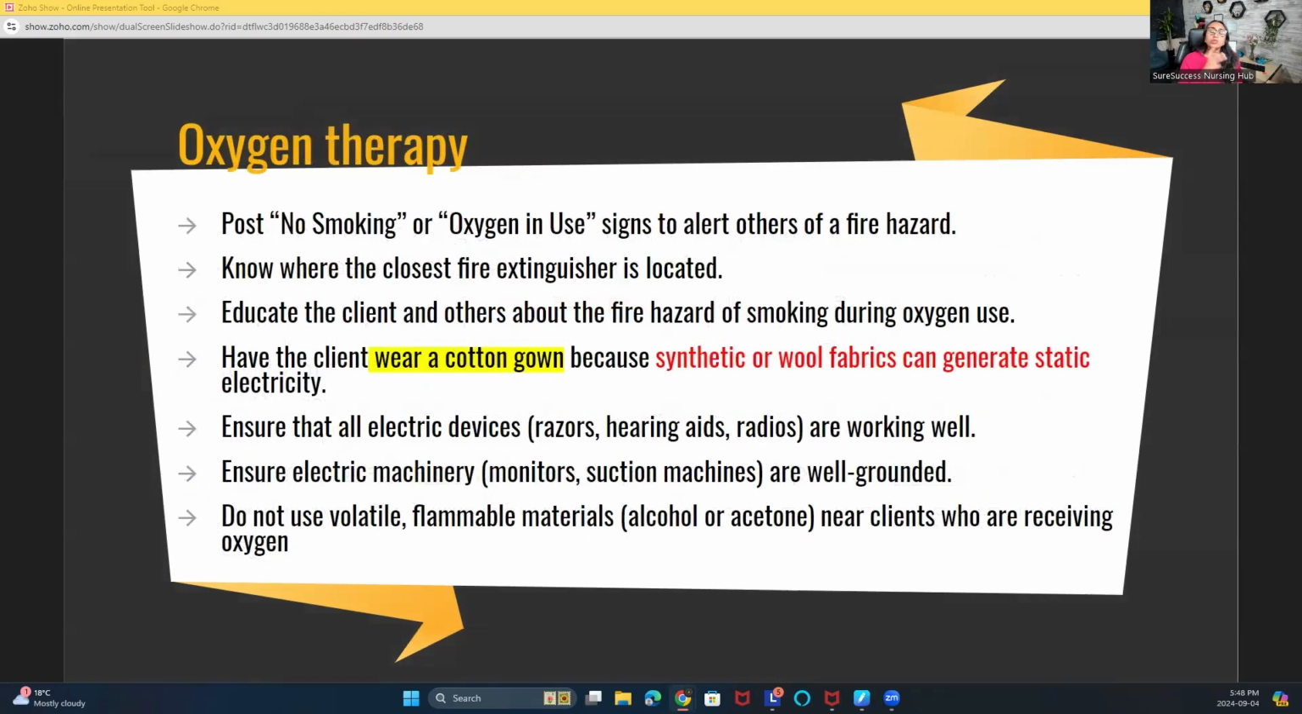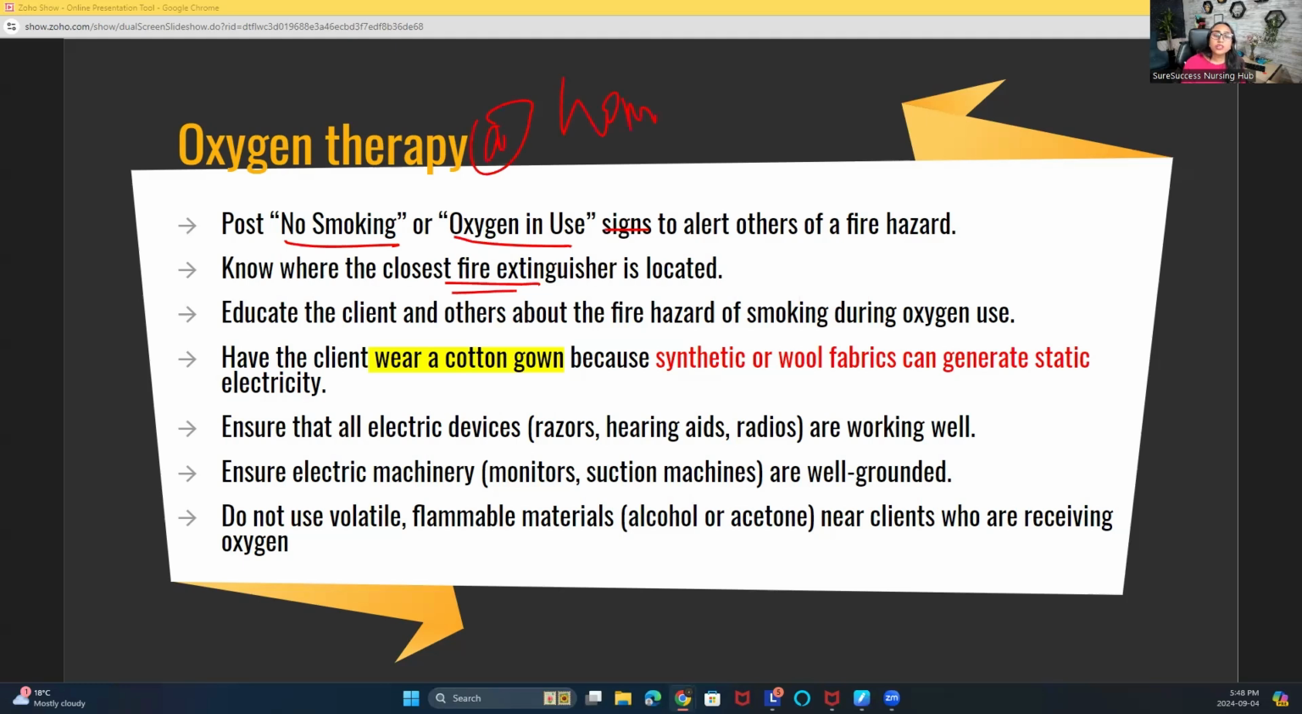Okay, another thing, because we were talking about the oxygen, students. Now I just wanted to tell you the normal things to do and not to do with oxygen. A favorite question for the NCLEX exam. Once again, students, no smoking signs. Oxygen in use signs to alert the person. Make sure you know where the fire extinguisher is. Oxygen therapy in the hospital or at home.